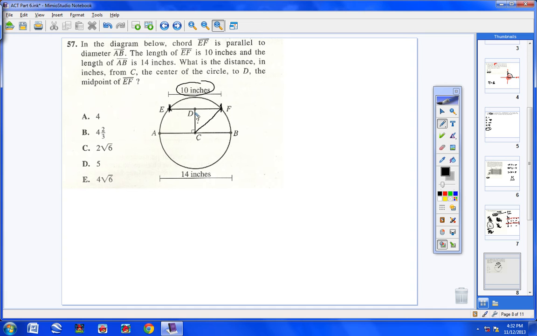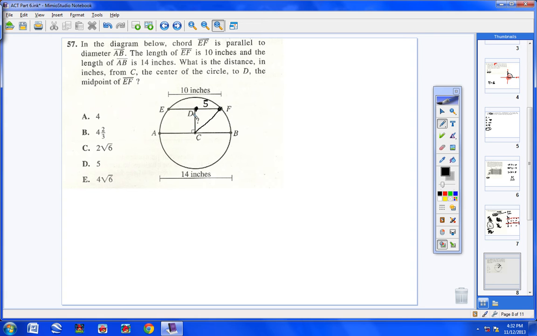And I know that D has to be in the middle of this line because D is perpendicular. This line right here is perpendicular to AB, which means it goes straight up because EF is parallel to AB. So we know these two lines are parallel. And if this line goes from the center straight up, and it has to be perpendicular up here, I know D also has to be in the middle of EF. So if this whole line is 10, I now know that DF is 5. So I know from here to here is 5.